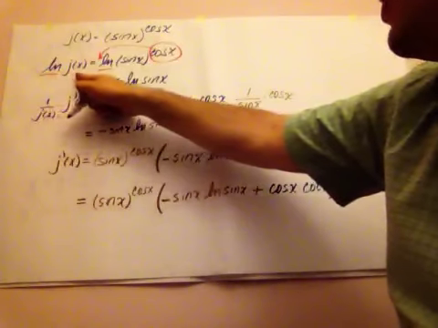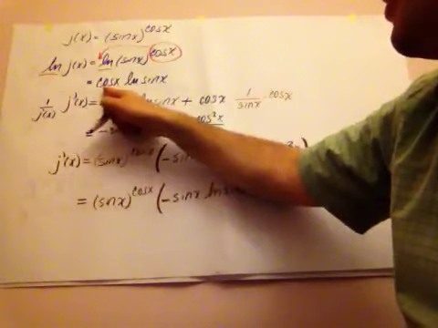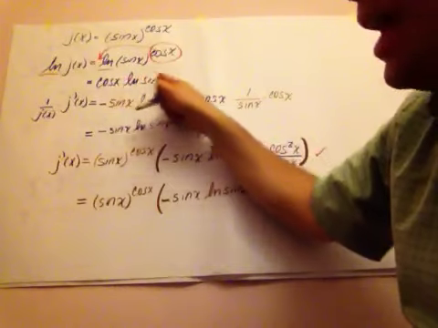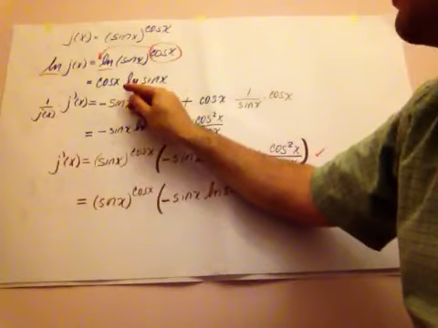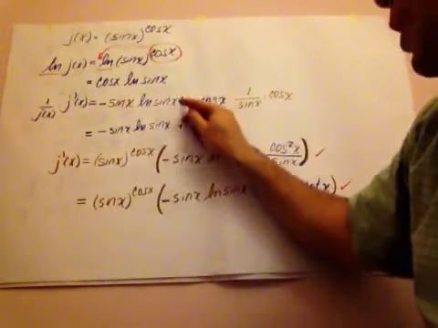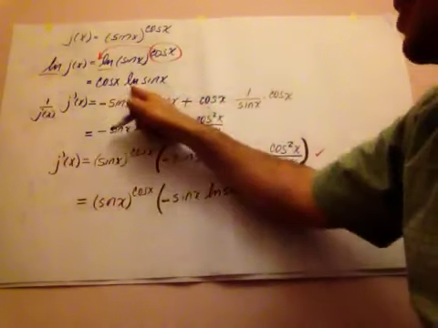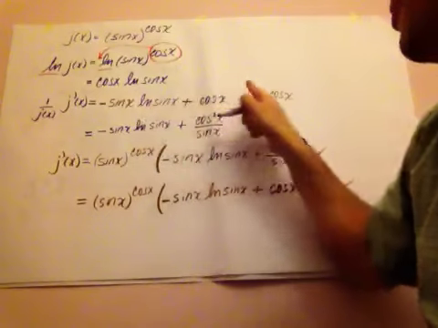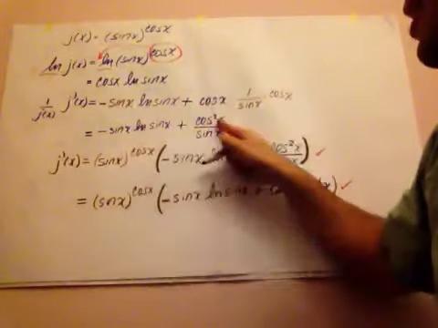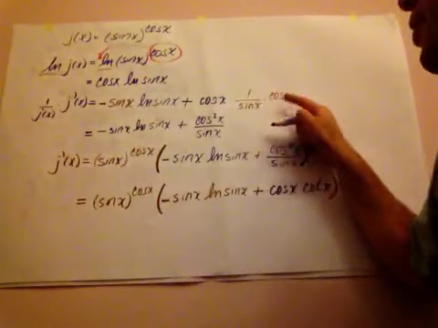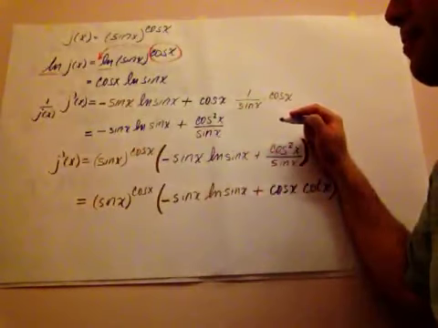The derivative of the natural logarithm of j of x is 1 over j times j prime. The derivative of this product: the derivative of cosine, negative sine, times natural logarithm of sine, plus the first function, cosine, times the derivative of the natural logarithm, which is 1 over sine times cosine. Simplifying this, we have a cosine and another cosine, so it's cosine squared of x over sine of x.